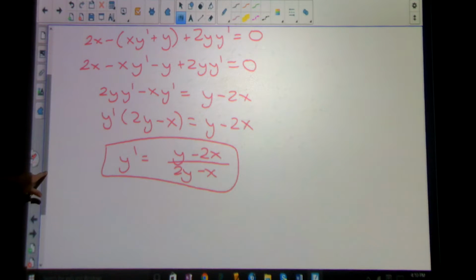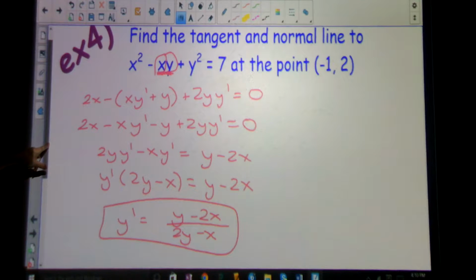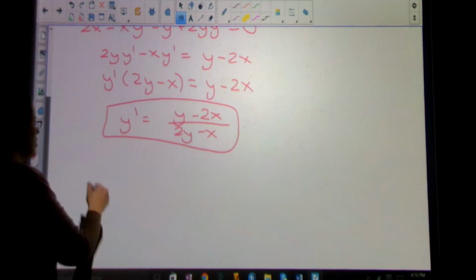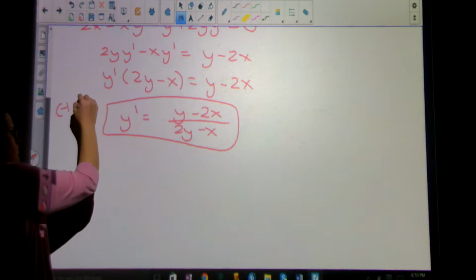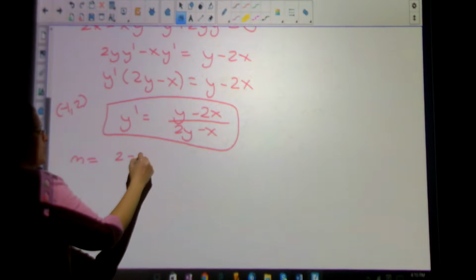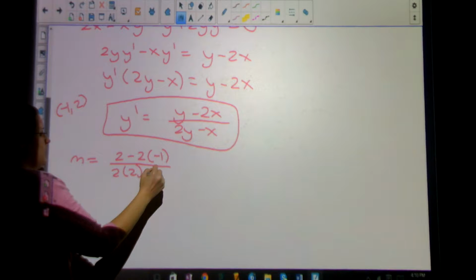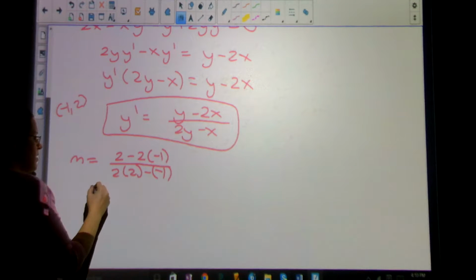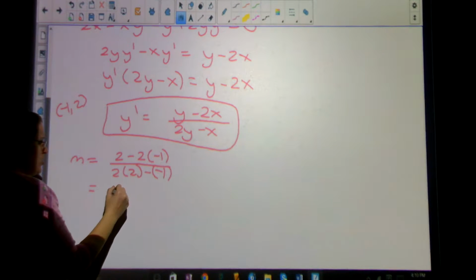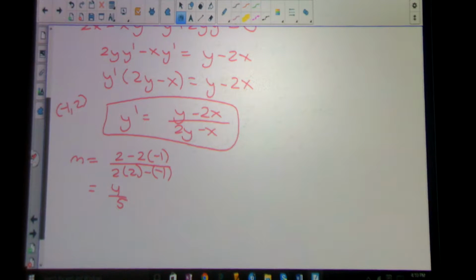Oh, did we have to evaluate? Oh, we did tangent and normal line. I'm nowhere near done, am I? At the point (-1, 2). It's nice to give us both x and y. So let's find our slope. Let's see, it was (-1, 2). So my slope: y is 2 minus 2 times -1, over 2 times 2 minus -1. Give me 2 plus 2 over 4 plus 1, 4/5. So that's my slope.